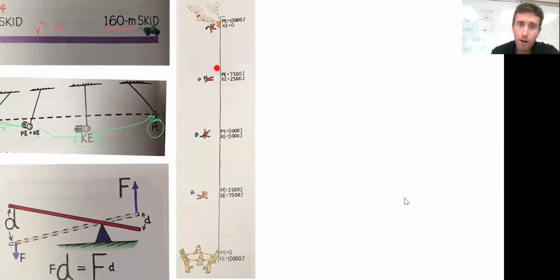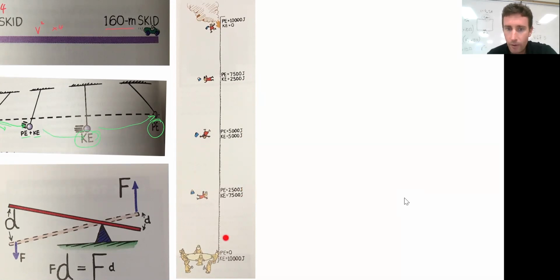And as she falls, some of her potential is going to transfer to kinetic. So a quarter of the way down, she still has 3/4, 7,500 joules of potential, and 1/4, 2,500 of kinetic. When she's halfway down, it's 50-50, half potential, half kinetic. When she's 3/4 of the way down, it's a quarter potential, 3/4 kinetic.